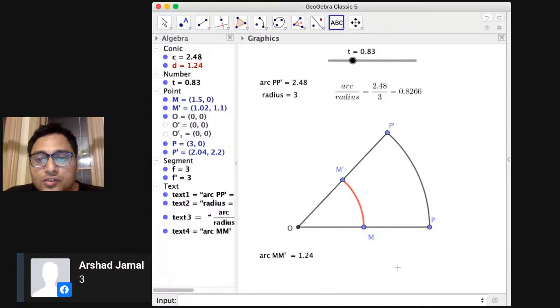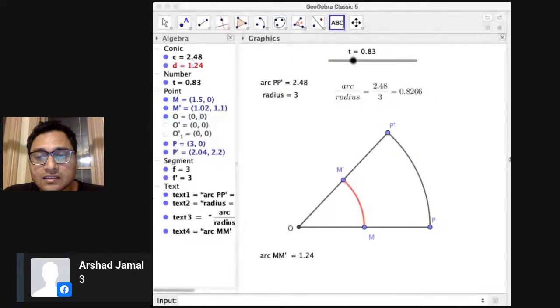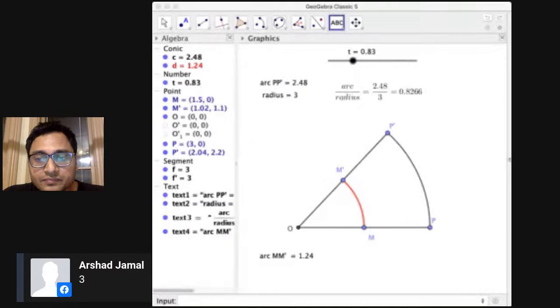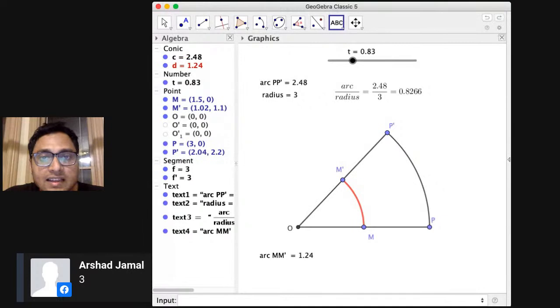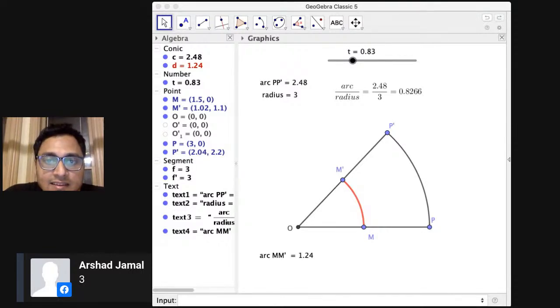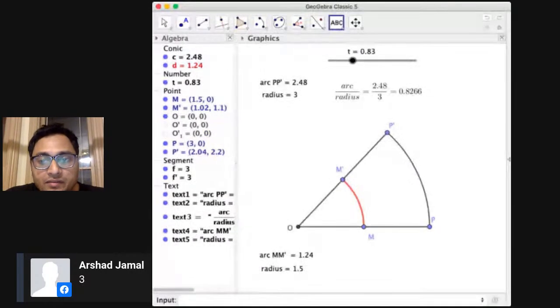Does anyone remember the length of the radius? That is the length of OM. Do you remember the length of OM? Let's see if anyone remembers. Aha, the length of OM was 1.5. If you remember this, the length of OM was 1.5. So the radius is 1.5, right?